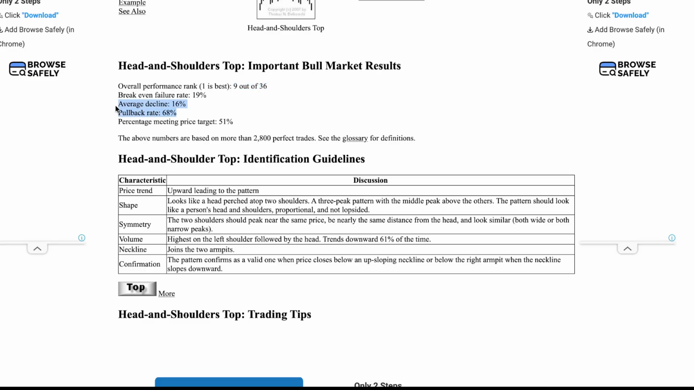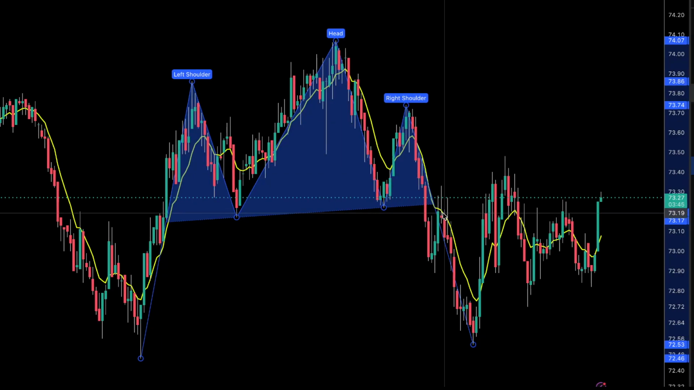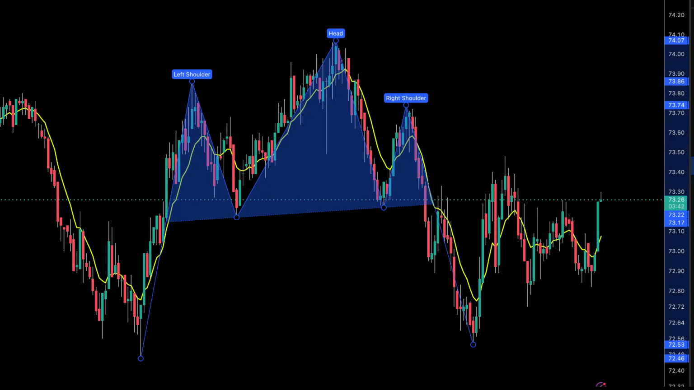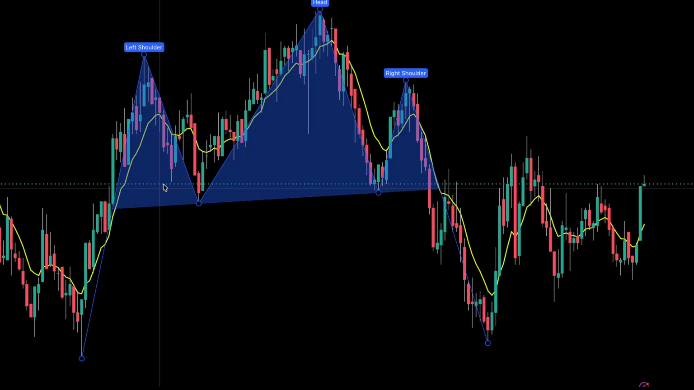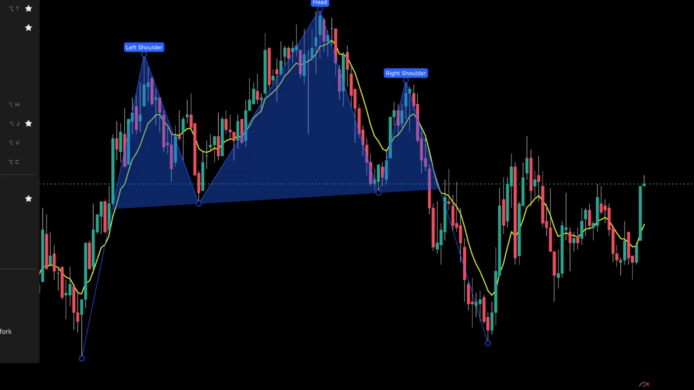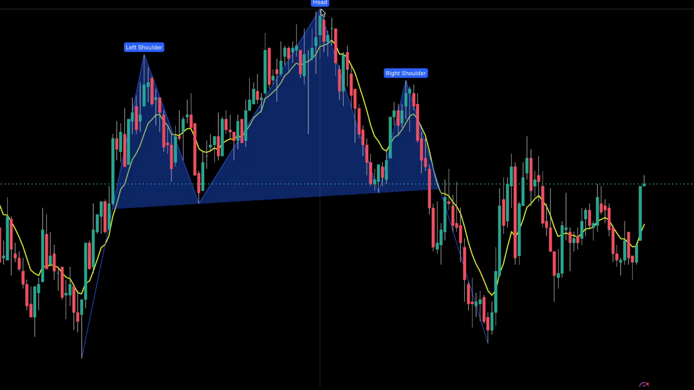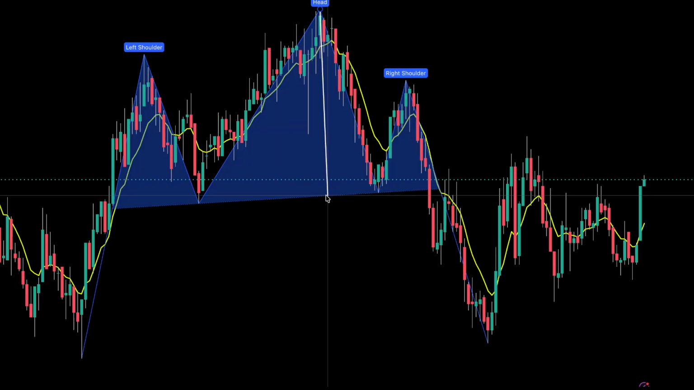To be honest, I'm not sure how to use those numbers, but this number I do know how to use. Percentage meeting price target. That means there's a target you can draw from a head and shoulders, and the price meets that target 51% of the time. Now, let me show you why that is important. Okay, first, we've got the head and shoulders pattern, right? We've got that pattern. And if you know anything about head and shoulders, one of the things about the target is from the high of the head to the neckline.